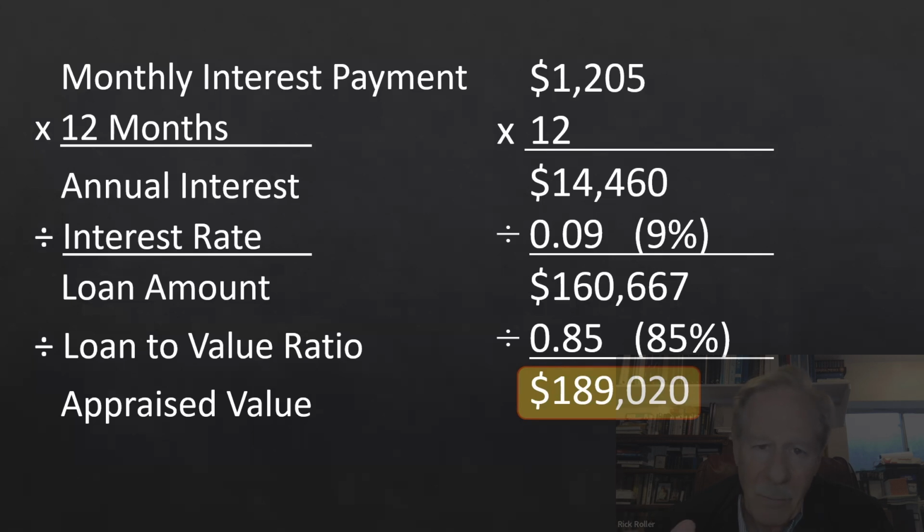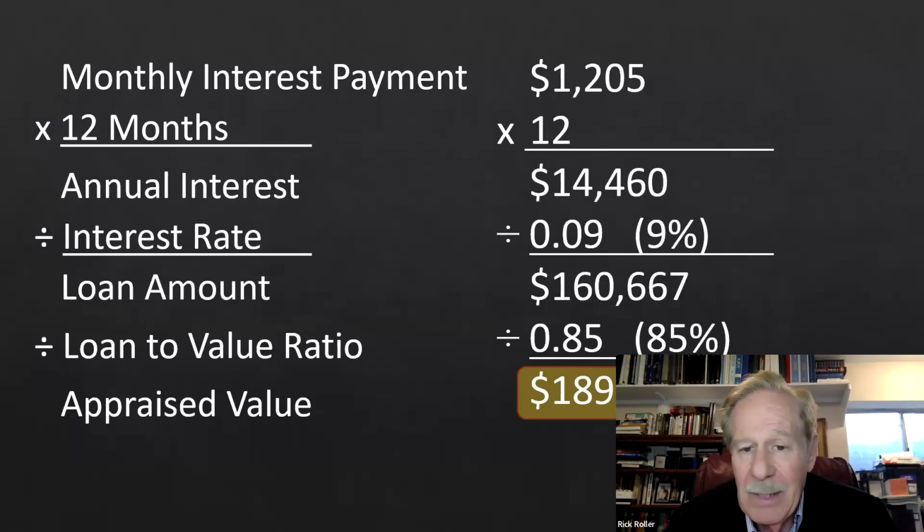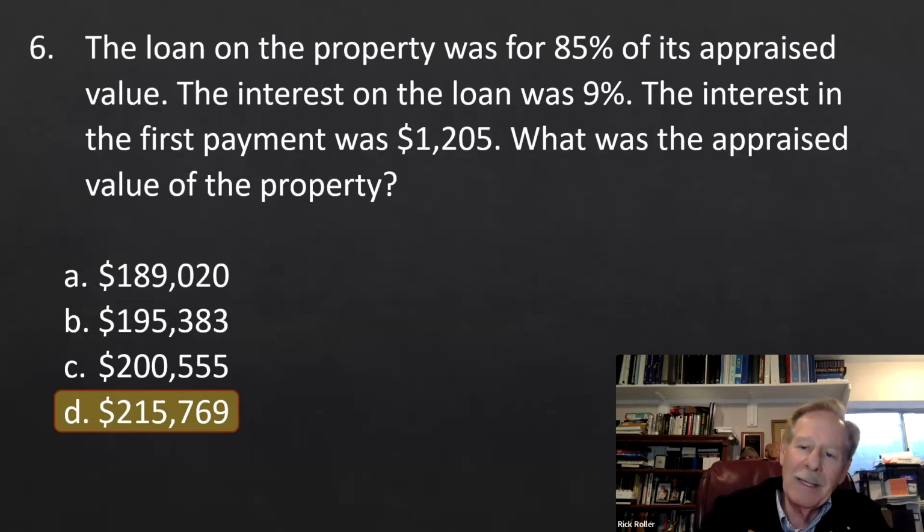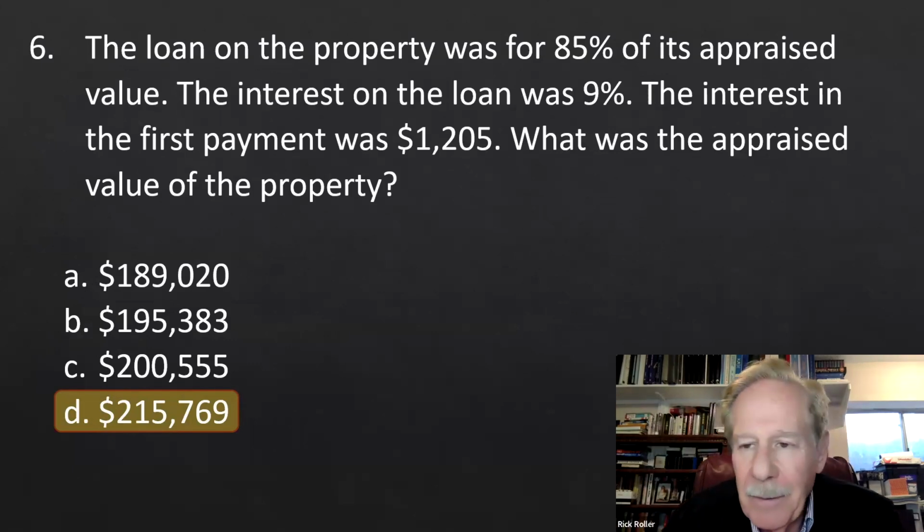So we take that $14,460 divided by the annual, because now we have an annual interest, and we divide that by the 9%. We come up with the loan amount of $160,667, knowing that our loan amount was 85% of the appraised value. So that gave us $189,020. A little bit of math, but it's just a multiplication, divide. Real simple. And if you set it up like Dan had it here, where you just kind of work it down, it's much simpler.